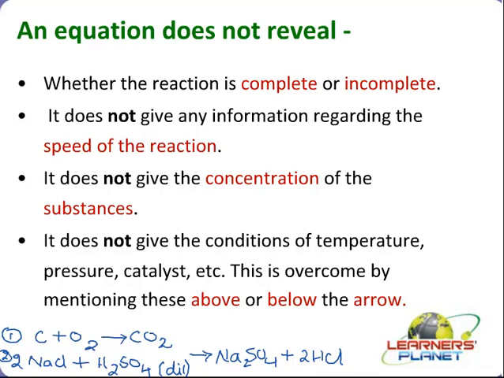We can represent it by writing on an arrow. There is an arrow between the reactants and the products. So if I write this information above and below the arrow, I'll get all these things. Okay. So this is a chemical equation.